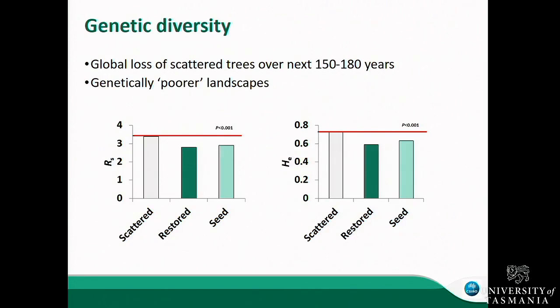So that's a concern, and that actually now helps Greening Australia think about what they need to do to go back and reinforce these, including collecting seed from those scattered trees to put back in so that they're creating that next generation and boosting genetic diversity.